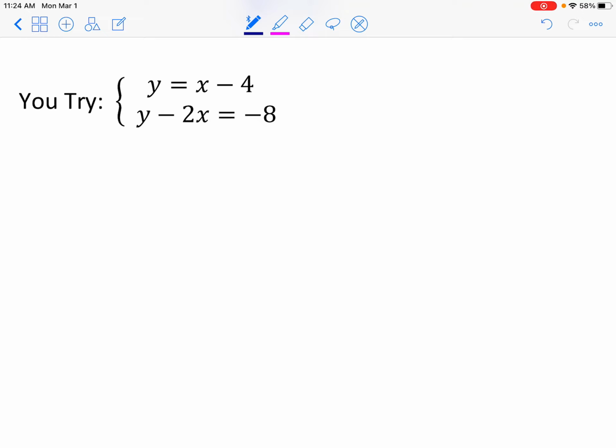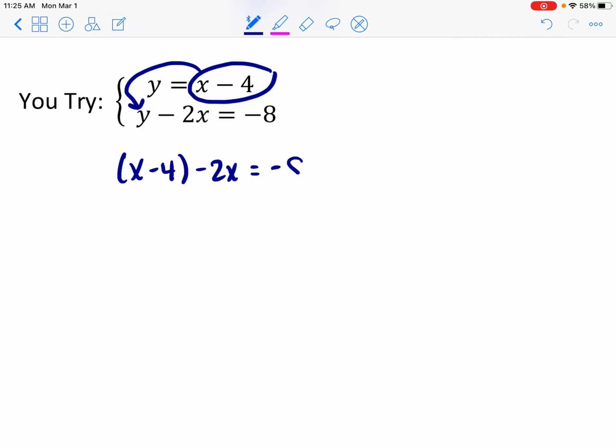So y is all by itself here in my first equation. If y is equal to x minus 4, then I can replace y with x minus 4. So my second equation becomes, instead of y, it becomes x minus 4 minus 2x equal to -8. So again, I replaced y with what it equals, so that's where the x minus 4 comes from, and then I am not changing the rest of the equation, the minus 2x equal to -8, still there. Okay, but now again, instead of 2 equations, 2 variables, it's 1 equation, 1 variable.